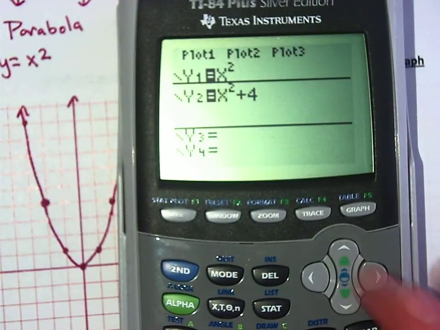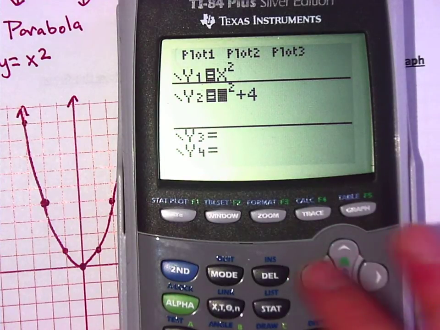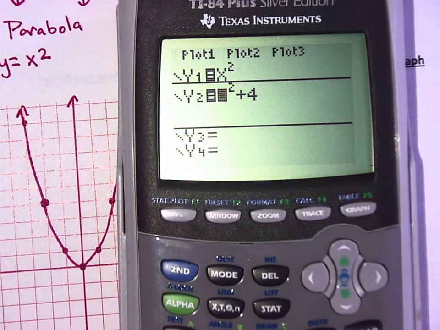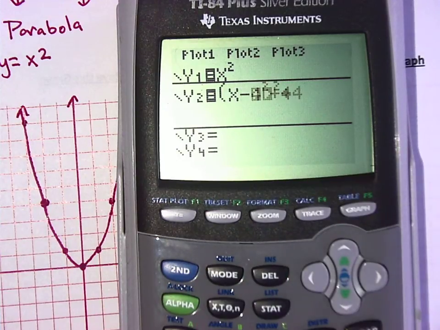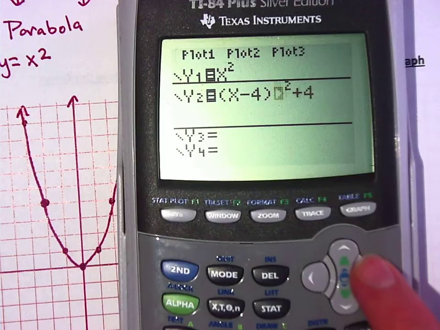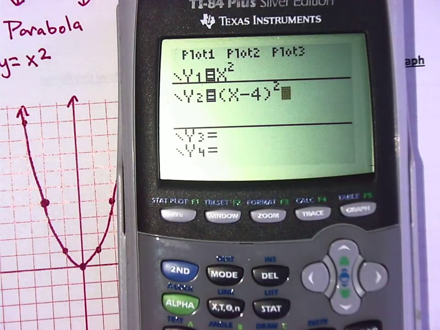No. Okay. So this time, instead of the second one, you're going to put in parentheses, x minus 4, parentheses squared, and then nothing else. So I want it to look like that. What do you think it's going to do when we change the h on the inside? It's going to move it up 4 and over to the right 4.